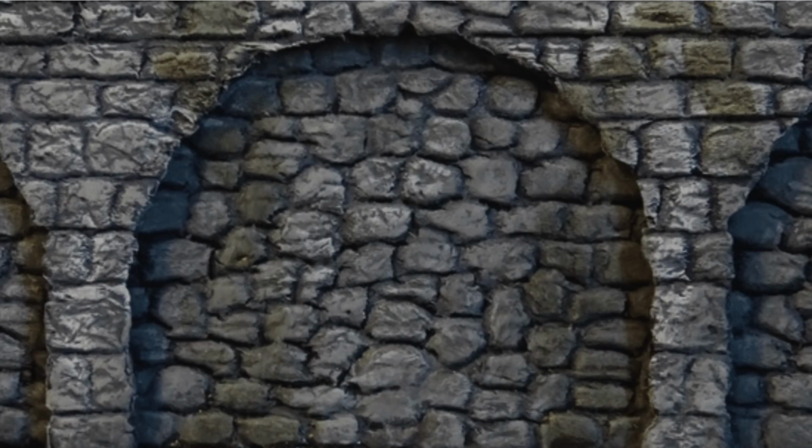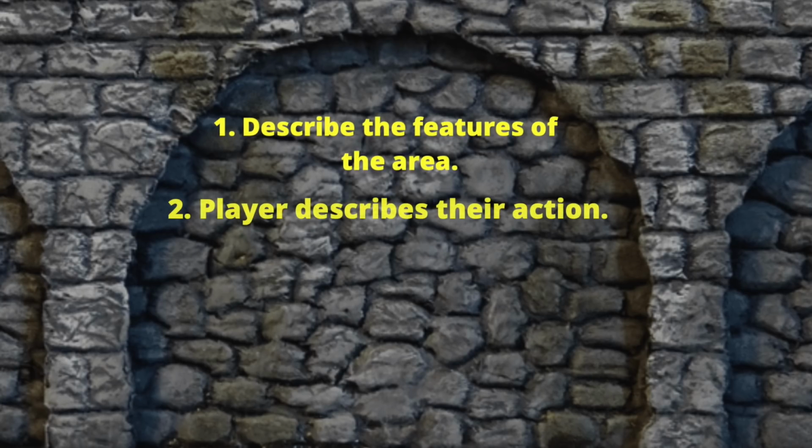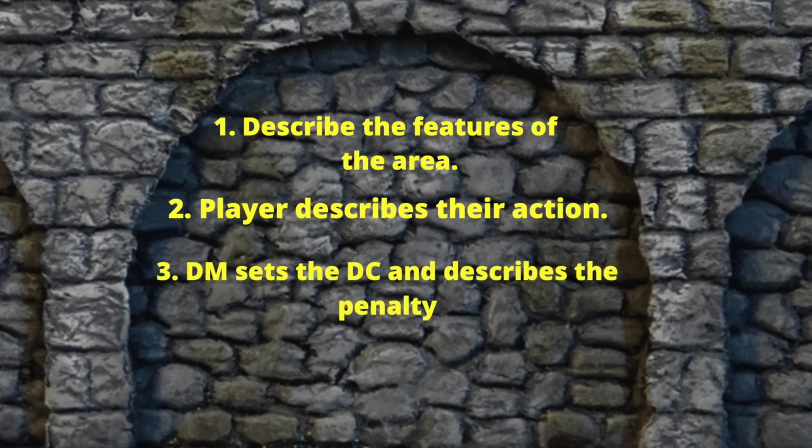The concept is simple. 1. While describing the situation, the DM describes the interesting features in the area. 2. The player describes how they want to use a feature to get a cinematic advantage. 3. The DM determines what attribute or skill or skills might be used to accomplish that feat, sets the DC, and tells the players what penalty they face if they fail, so they can make an informed choice.